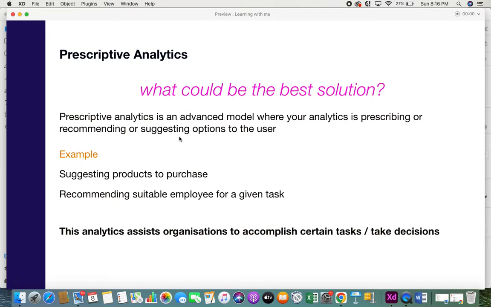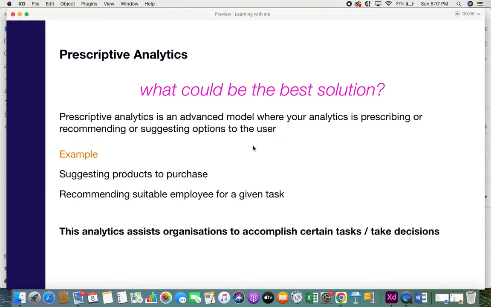Prescriptive analytics is an advanced model, a very advanced stage where your analytics is prescribing, recommending or suggesting options to you. It's not only that the analytics model has identified the problem, the possible causes, and the impact, but now, with the power of AI and data analytics, it is able to provide you with solutions and alternatives you can take to overcome the problem.